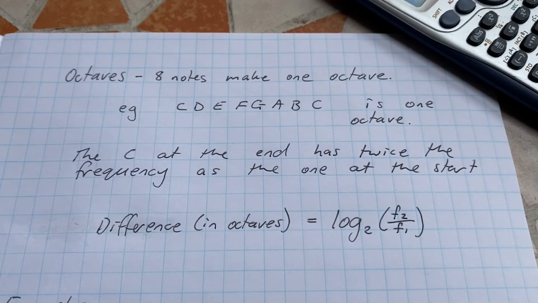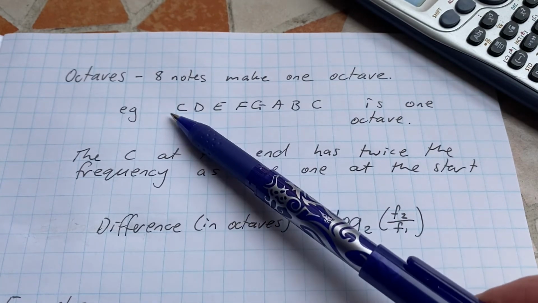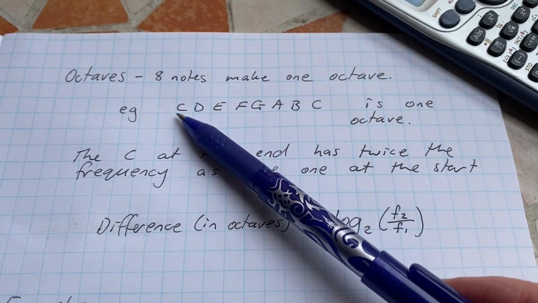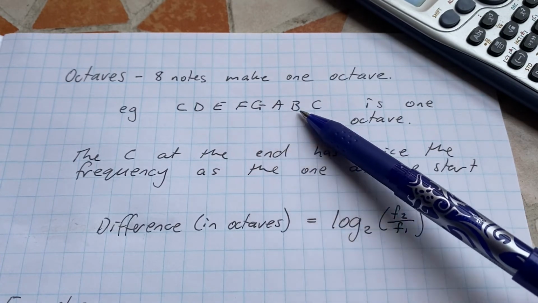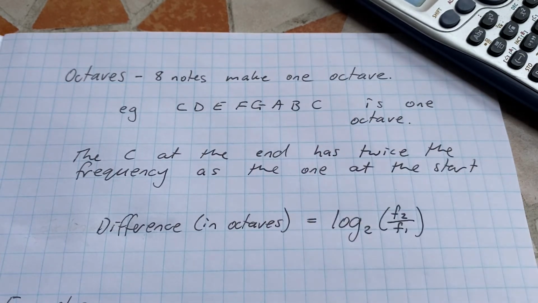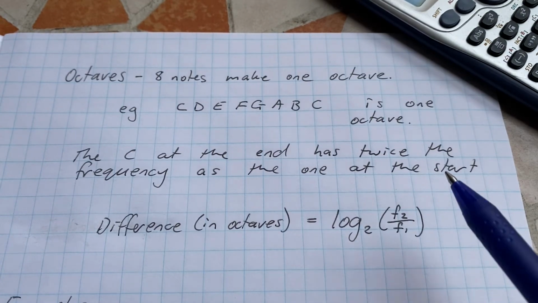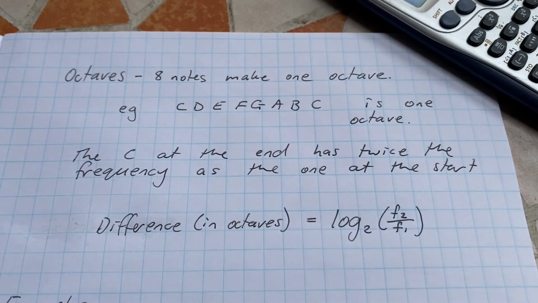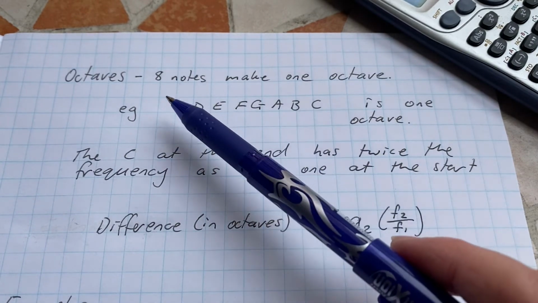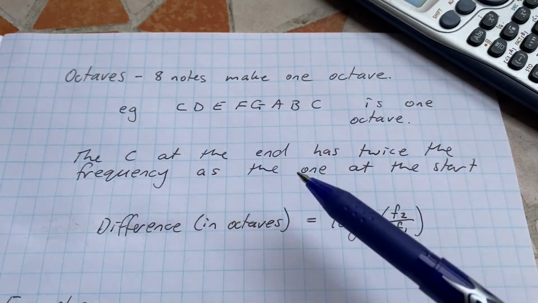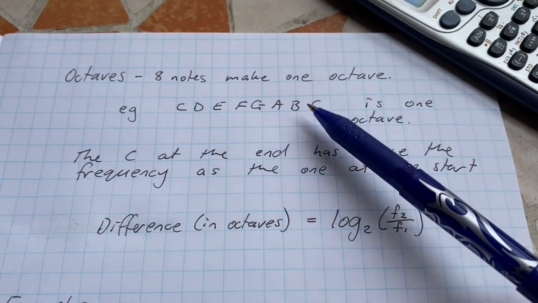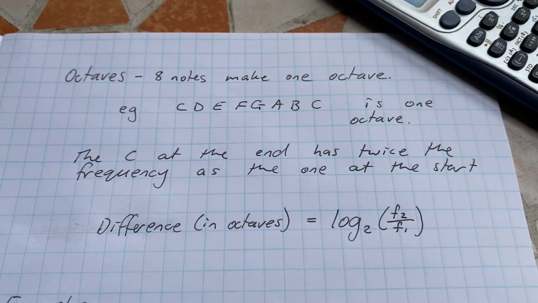My final example is on octaves in music. So 8 notes make up one octave. So if you started at C, say on a piano, for example, any instrument, you played C, D, E, F, G, A, B, C, you've played one octave. Okay, so there are 8 notes in an octave. The C at this end has twice the frequency of the C at this end. The deeper one is half the higher pitched one. So this is the higher pitch and that's the deeper pitch.